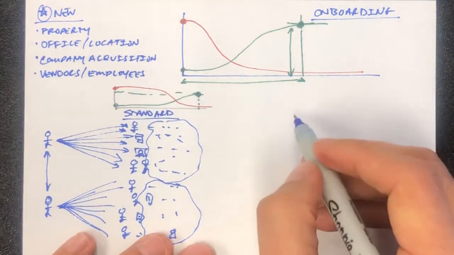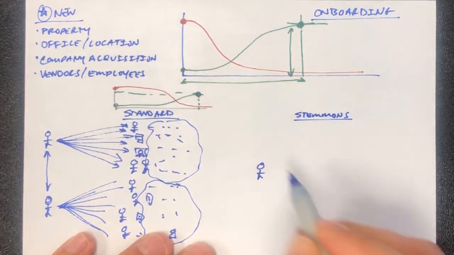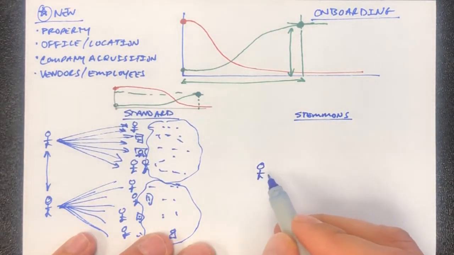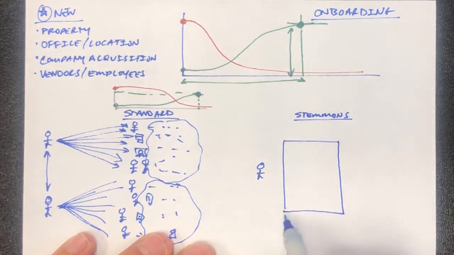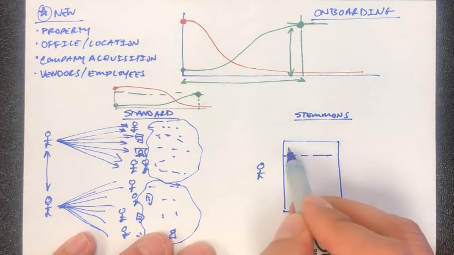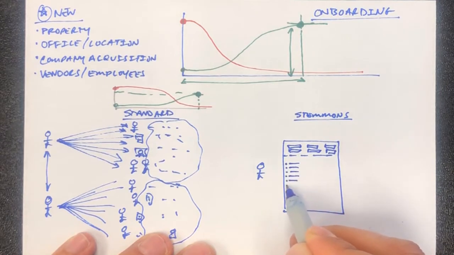Now let's look at what happens with Stemmons. We have someone at Stemmons who's responsible for onboarding this new asset or thing or person or whatever it is. The first thing they do is they go to Quest and they use an onboarding Quest form. At the top it has some data about the thing that they're doing, and then there's a list of tasks that represent the things that have to be done in a typical configuration.